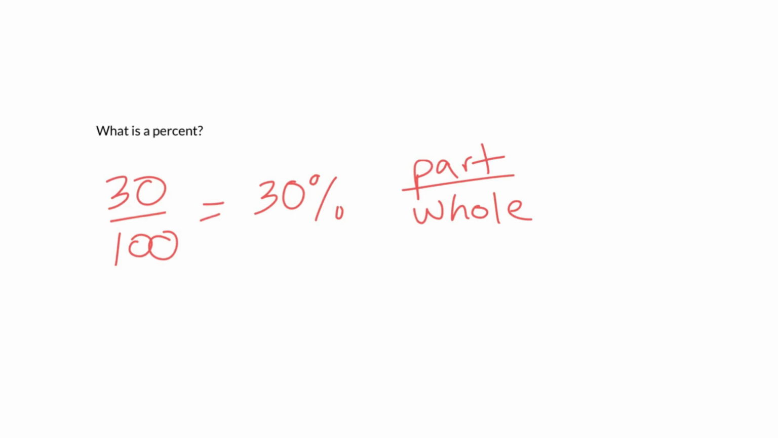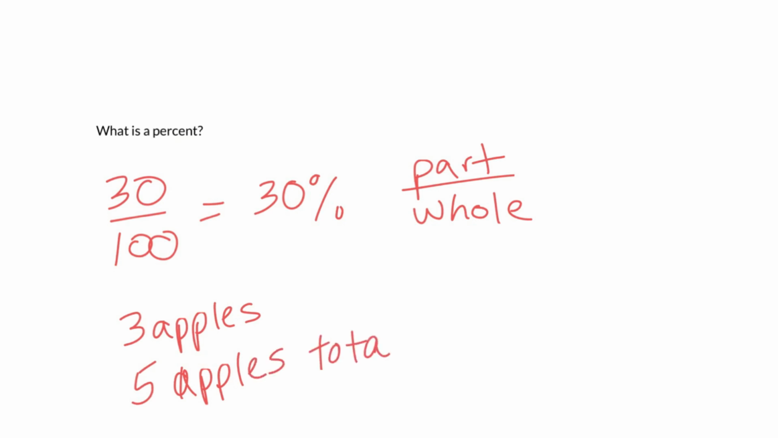So let's take an example. If I said that I have 3 apples, and I know that there are 5 apples total, then I can express that as a percentage being 3 out of 5, or rather as a fraction of 3 out of 5. Now, how do I find that as a percent?